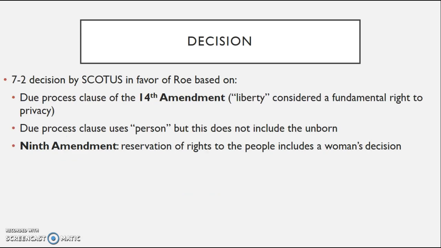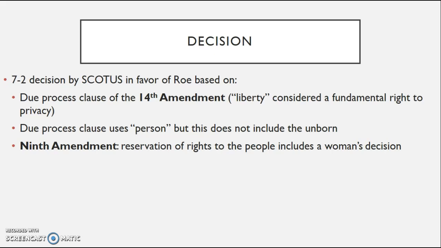But ultimately, the decision is going to be 7-2 in favor of Roe based on the Due Process Clause of the 14th Amendment. And they're going to take apart that word liberty. The idea of freedom is considered a fundamental right to privacy. And as a result, that freedom allows a woman to make her own choice. And the idea of privacy, that a decision, according to the Supreme Court justices, should be made between the mother as well as the doctor.